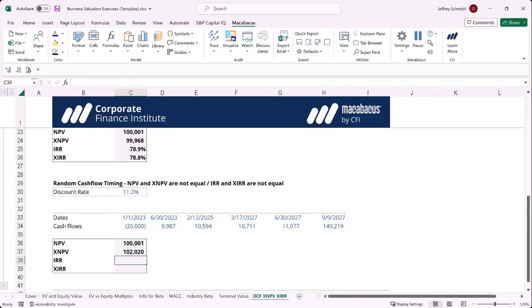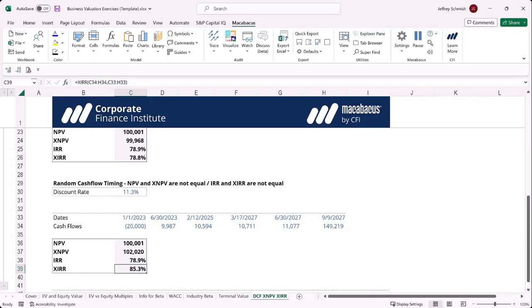You do the same thing with IRR. So we'll do IRR, select our cash flows, and we get the 78.9% IRR that we did above. Now when we use XIRR, select our values, and select our dates, and you can see there's a pretty decent sized difference between XIRR and IRR. So bottom line, XNPV and XIRR are a little bit better compared to NPV and IRR.